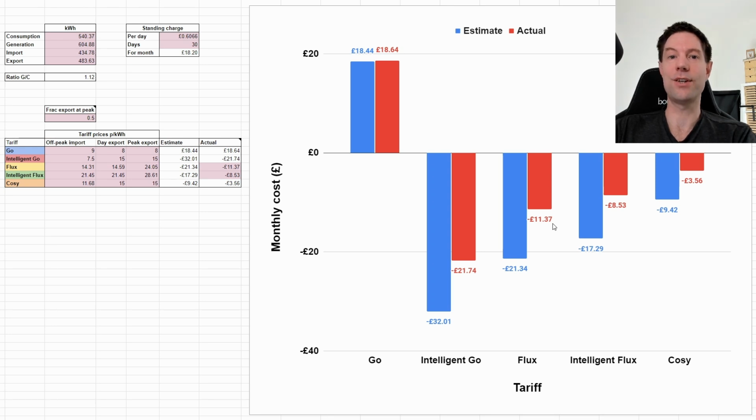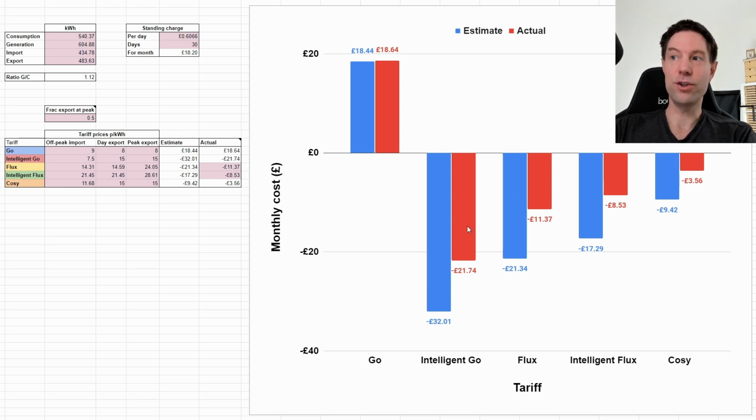That meant that Octopus actually paid me £11.37, even accounting for the standing charge. If I had been on Intelligent Flux, I would have received slightly less at £8.53. And if I was on Cosy, I would have received £3.56. If I'd been on Intelligent Go, if I'd been able to actually get the Intelligent Go tariff, I would have actually received £21.74, so nearly double what I received on Flux.